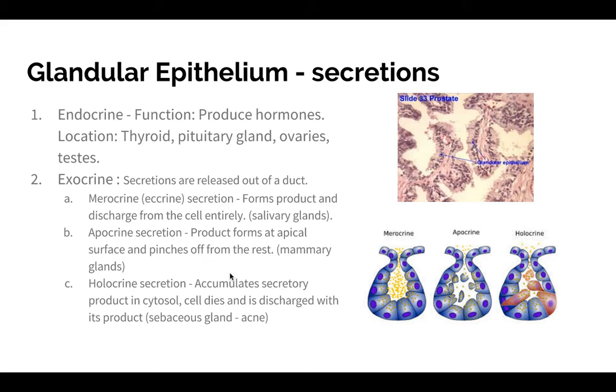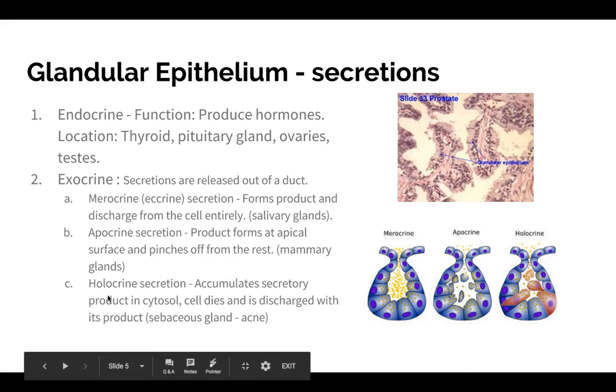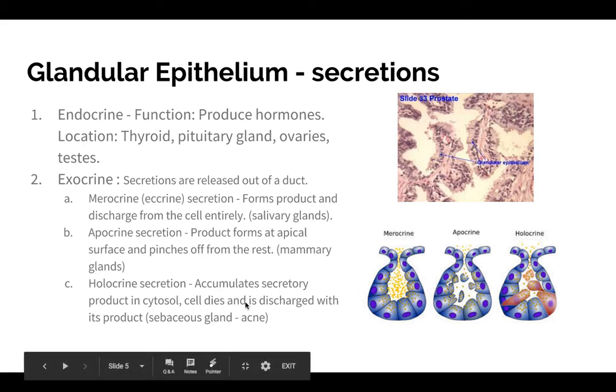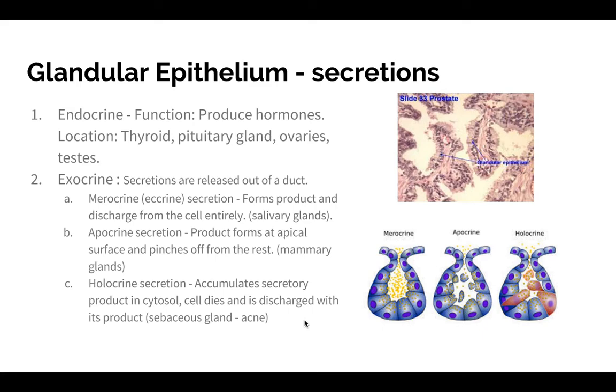The last type of gland we're going to talk about today is the holocrine secretion. This would be a secretion in which the secretory product accumulates in the cytosol of the cell, and once it's full, the cell dies and the whole cell is discharged with the product. An example of this would be the sebaceous glands, or the oil glands, and that is what's responsible for acne, especially those pesky blackheads that you might get on your face.